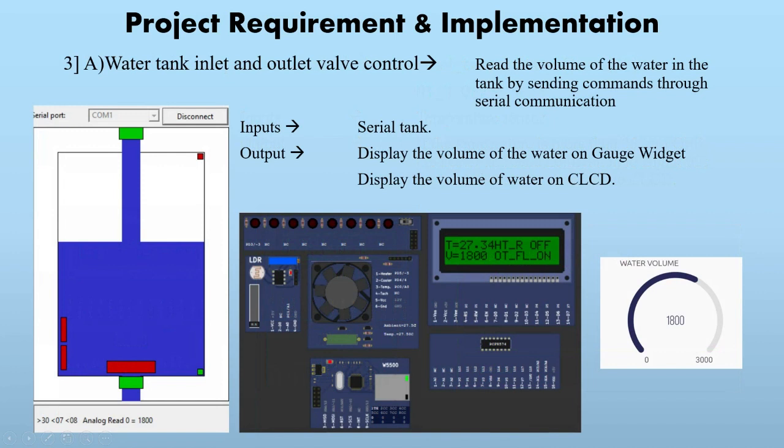Then the third requirement was water tank inlet and outlet valve control. Now here we have to read the volume of water in the tank by sending commands through serial communication. This is basically similar to the temperature control. We have to show the water gauge and its functioning. So on the water gauge, you can see here total volume out of 3000, we have 1800 liters. It is also shown on the CLCD. Water flow is on. The water flow is shown in the serial terminal.